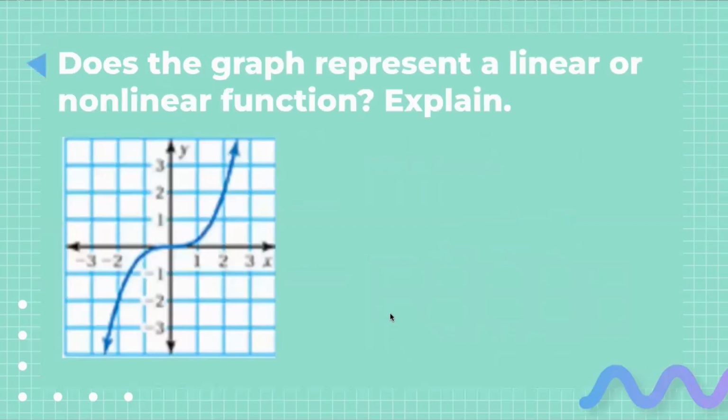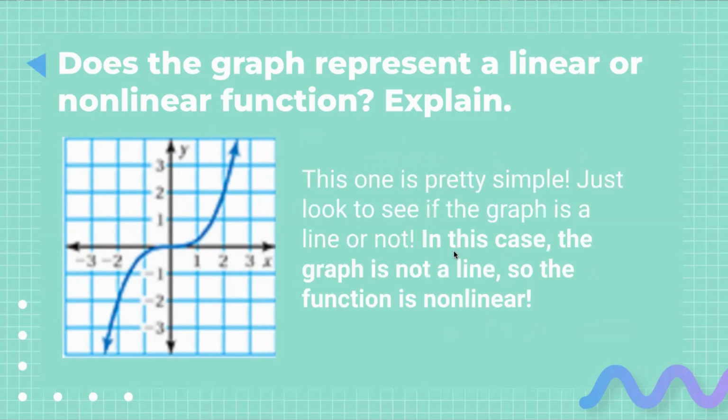Now we're going to be given an actual graph and see whether the function represents a linear or nonlinear function, then explain. This one is actually pretty simple. You just have to see if the graph is a straight line or not. In this case, we see that this function is not a line. It actually has two curves right here, so the function is going to be classified as nonlinear.